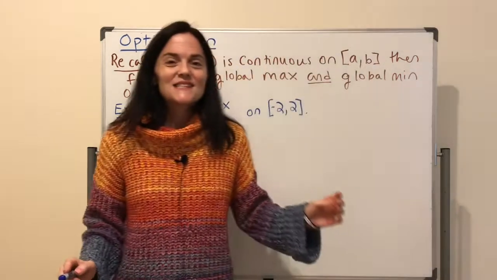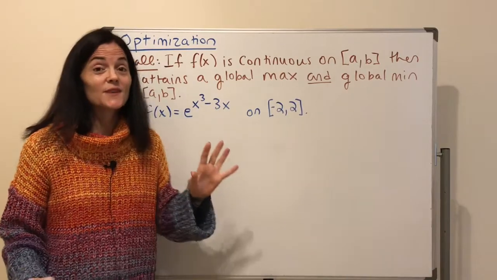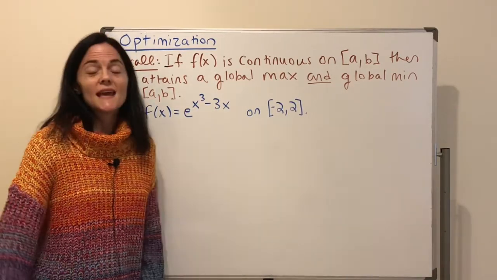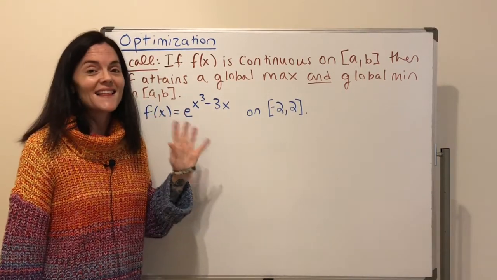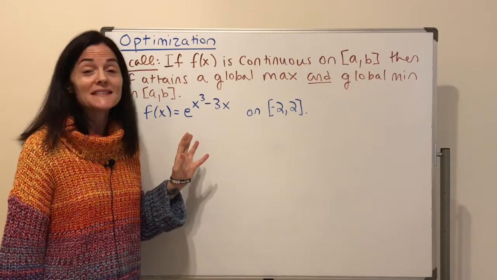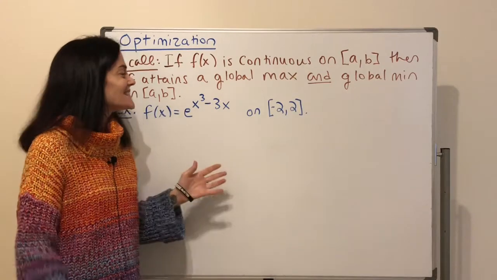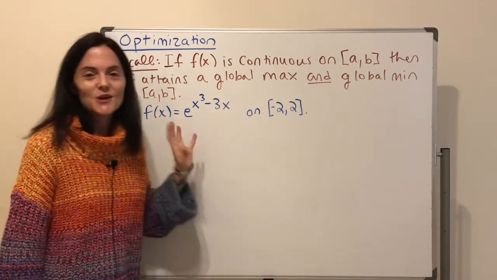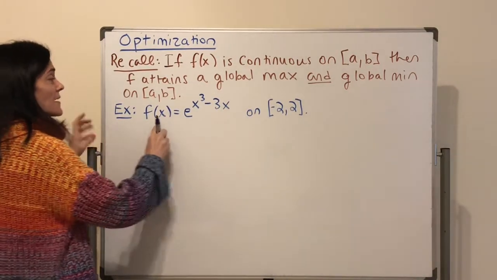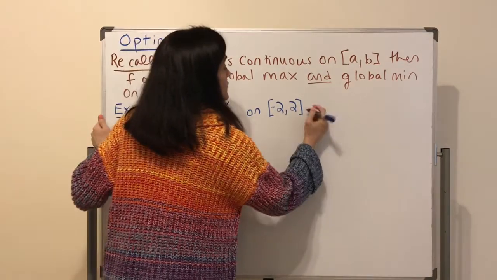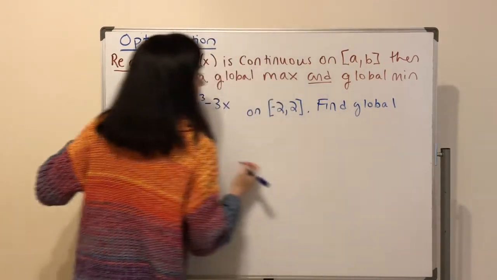So let's recall, if you have a continuous function on a closed interval, then this function attains both a global max and a global min on that closed interval. And this is something we discussed much earlier in the semester. So to illustrate with an example, I just chose one that came off an old final exam. What we want to do here, we have this function on a closed interval. We will find the global extrema.